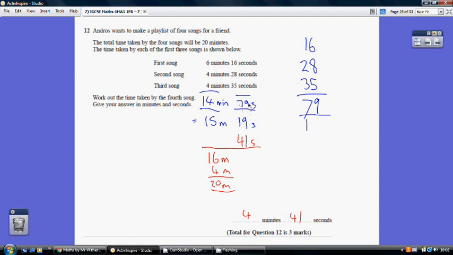Now obviously 79 seconds is over a minute, because a minute has 60 seconds. So 79 seconds is 1 minute, 19 seconds. So onto my 14 minutes, I can add 1 minute and 19 seconds. So 14 minutes, 79 seconds is the same thing as 15 minutes, 19 seconds. Now I want to see how long it is from 15 minutes, 19 seconds all the way up to 20 minutes. So let's start off by rounding up to the next whole minute. So another 41 seconds would take me to 16 minutes, because 19 and 41 is 60. So once I've got to 16 minutes, I've then got another 4 minutes to get to my 20 minutes. So how long is this 4th song? It's 4 minutes and 41 seconds.